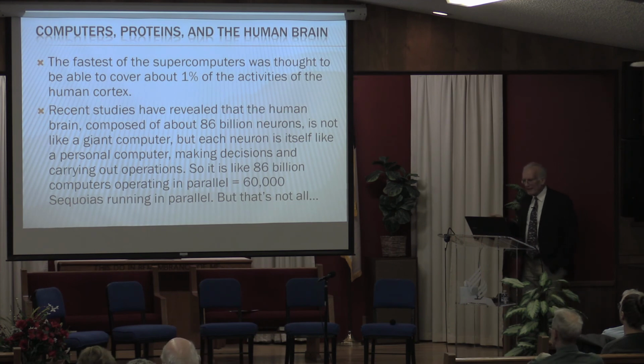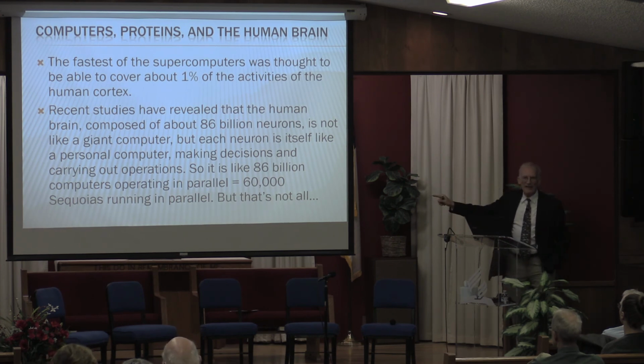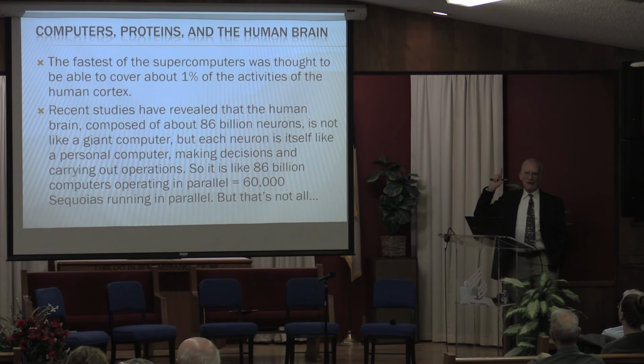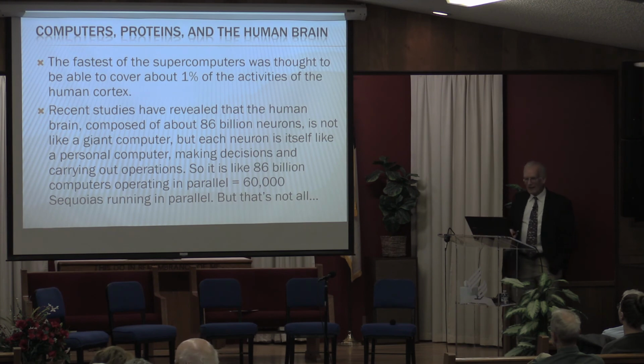And if that's the case, there are 86 billion neurons. Do your math. It would take 60,000 Sequoias just to mimic the output of one human brain. And you think that happened by accident? What else do you know?